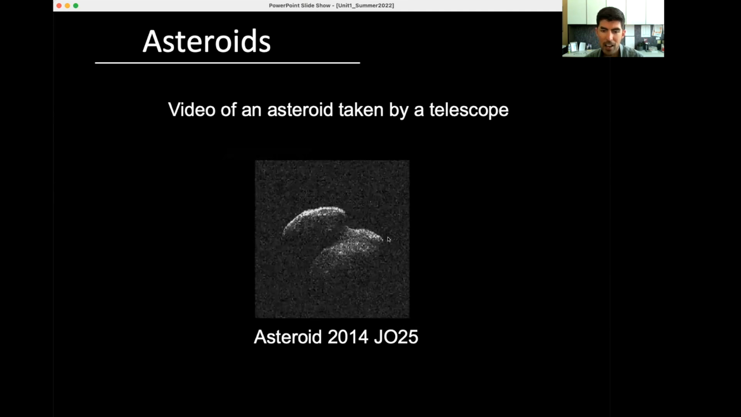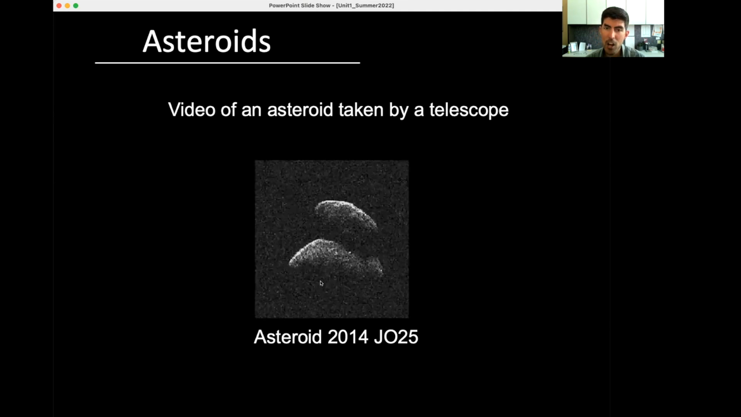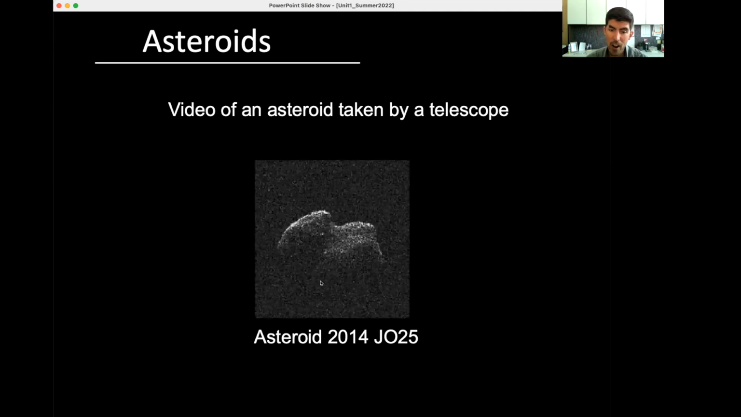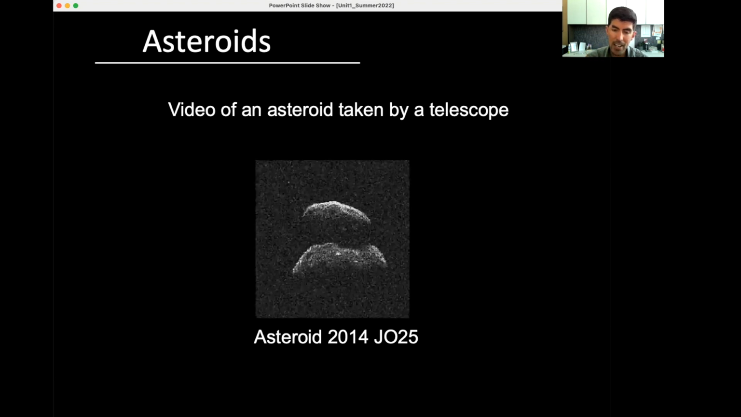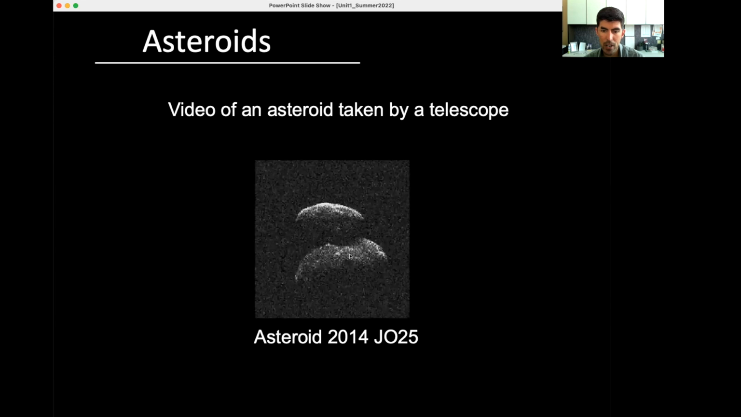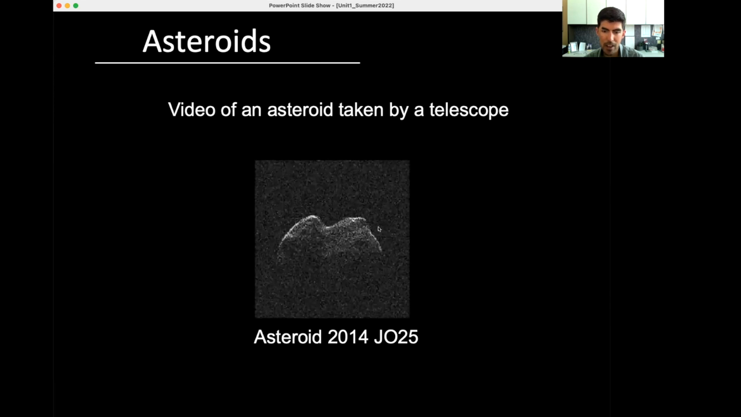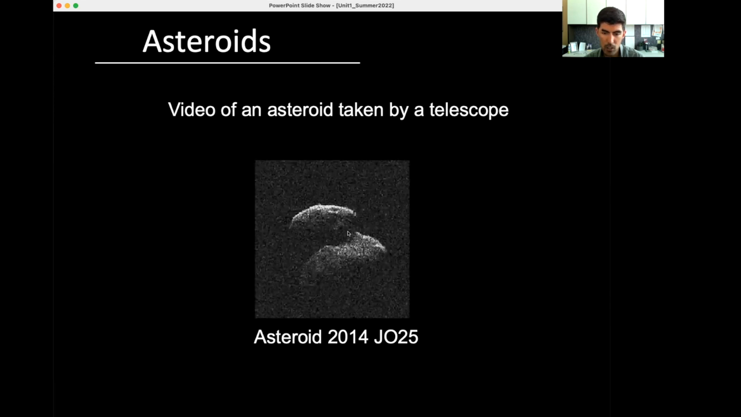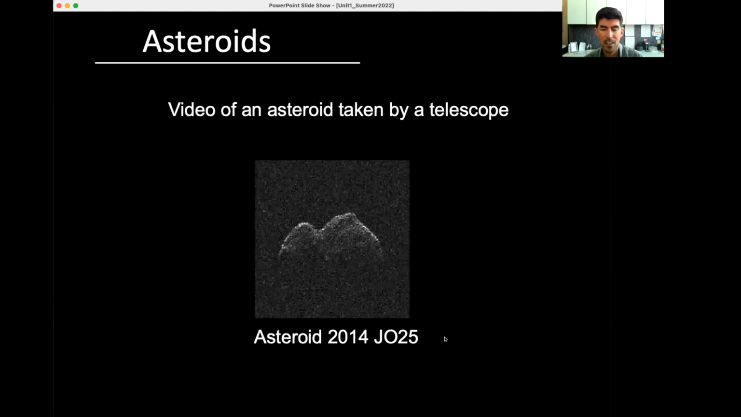Here is an asteroid in motion. These objects are not static. They are actually rotating and tumbling through space as they orbit the sun. Here's a radar image showing a time-lapse image of this asteroid turning about its axis.